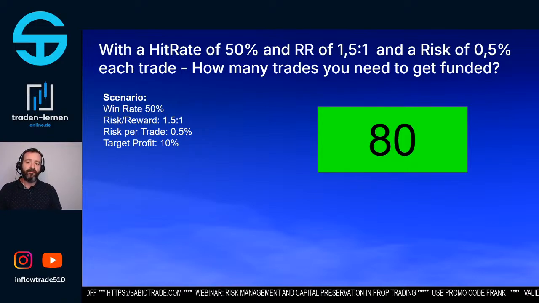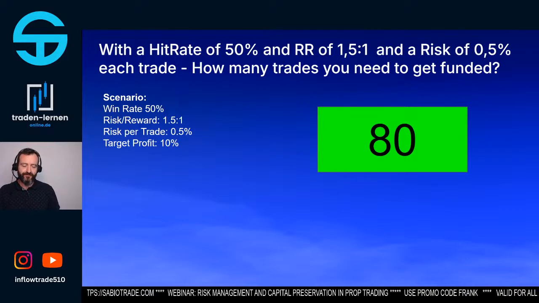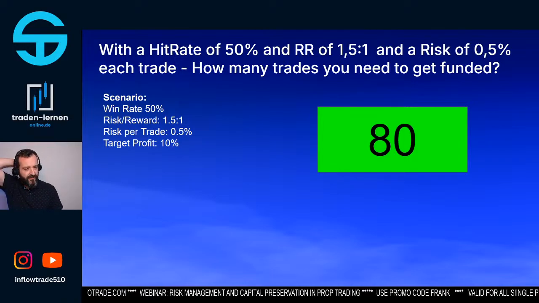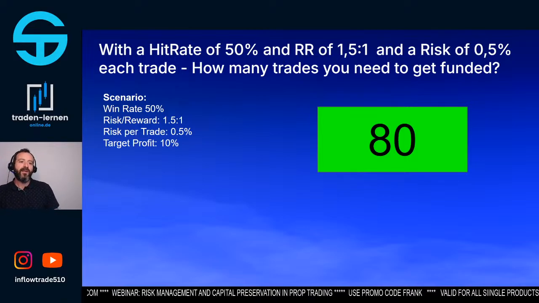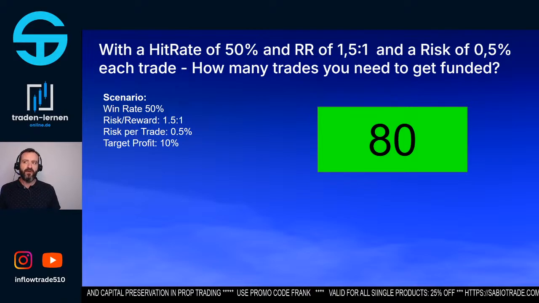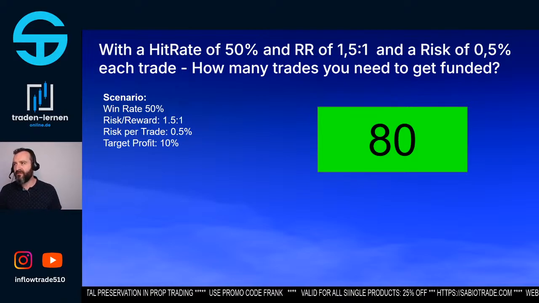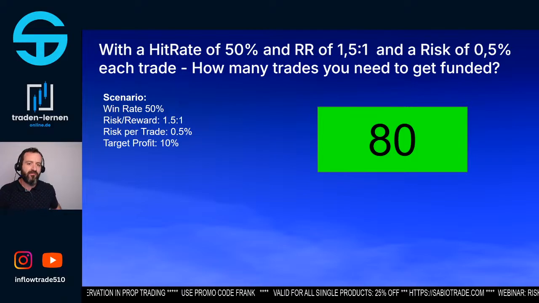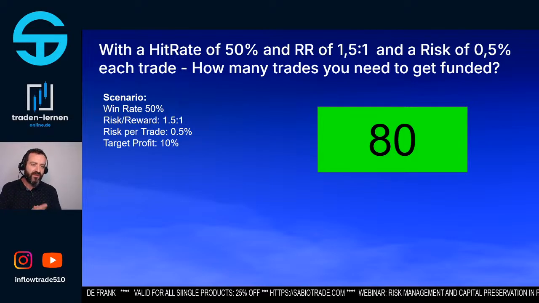If you have a system that delivers a 50% hit rate with a 1.5 to 1 risk reward and a risk of 0.5% each trade, this is the mathematics behind it. With this you can calculate. If you need at the end 78, 75, or 85, 90 trades, okay, this is then a variation. But approximately around this number you are able to get your account funded, because we were calculating our risk in that way.